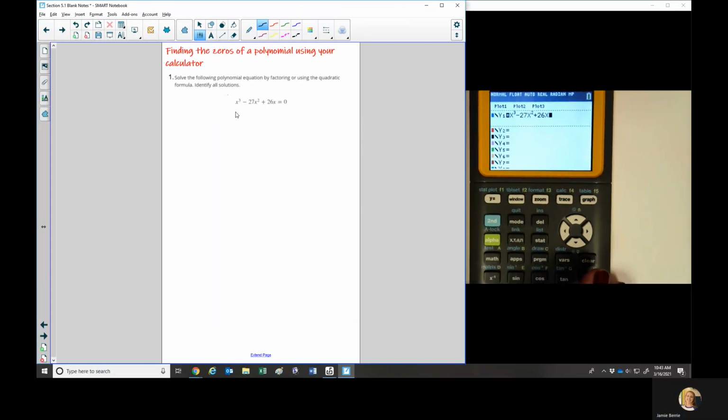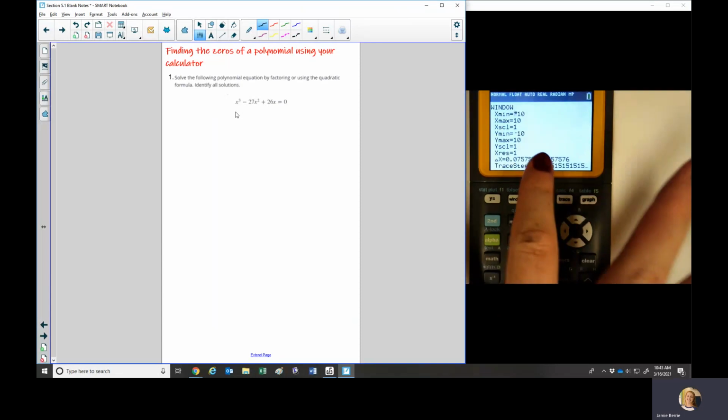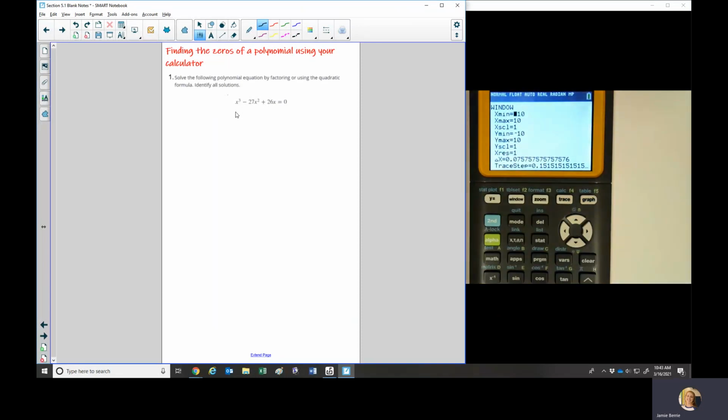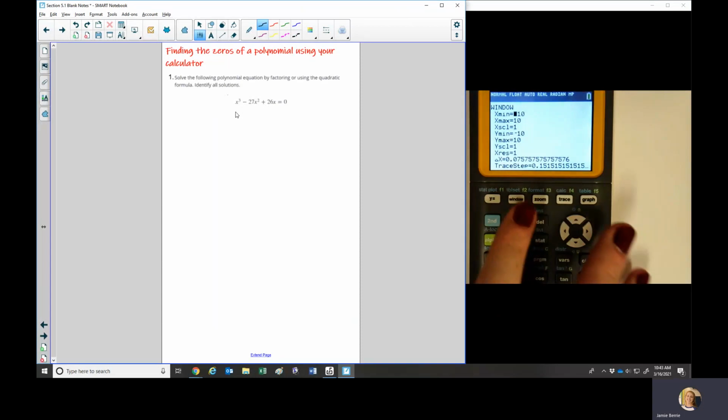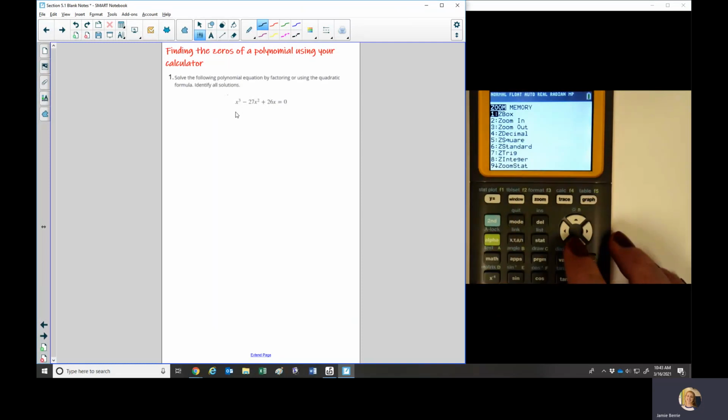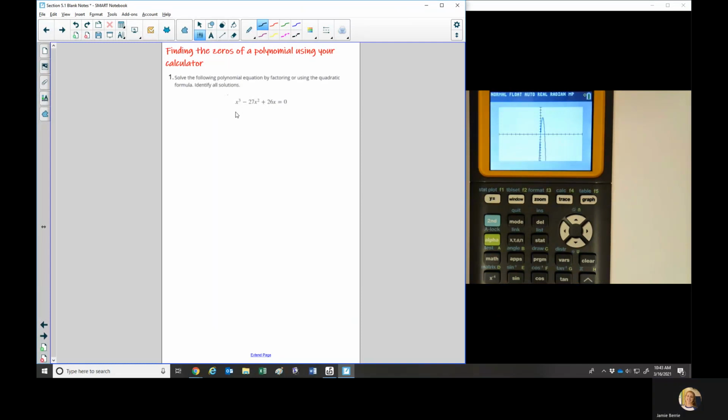All right. Now let's check your window. I like to start in the standard window, which is -10 to 10, -10 to 10. If you're not in that standard window and you want to easily get to it, you just go to Zoom and go to Zoom Standard, which is option number 6. ZStandard puts you in the standard window, -10 to 10. That's where I like to start.